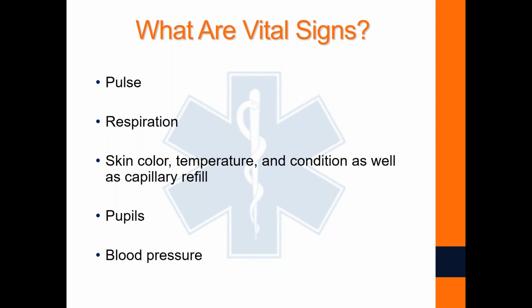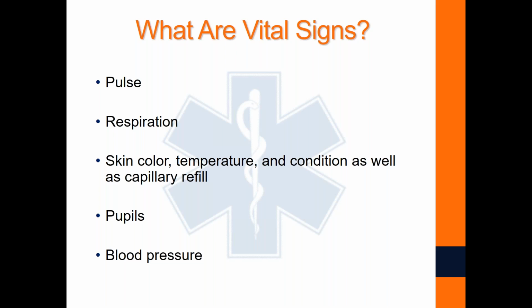We're going to count that heartbeat for 15 seconds and multiply it by 4 to come up with how many beats per minute our patient has right now. One change to that might be if our patient is extremely tachycardic or extremely bradycardic. If our patient has a really, really high heart rate or a really, really slow heart rate, we may actually count beats for that entire minute.